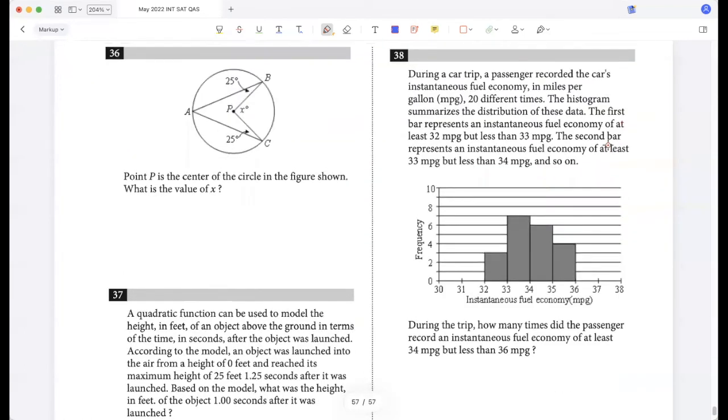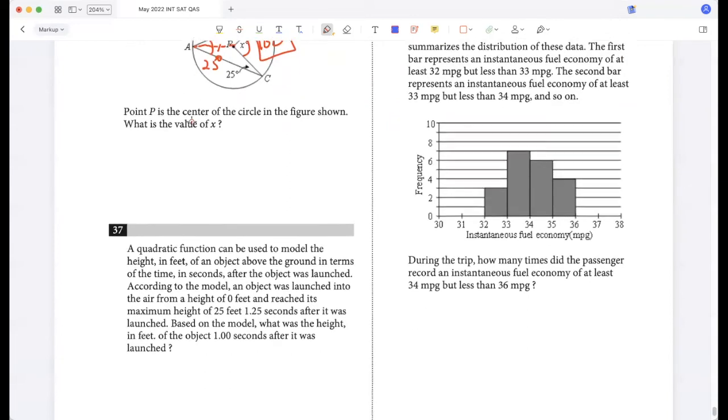Okay, point P is the center of the circle. What is the value of x? So let's join this, right? This is the radius and this is the radius. So this will also be 25. Similarly, this will also be 25. So angle A is 50. So angle X will be 100 because angle at the center is twice angle on the circumference.